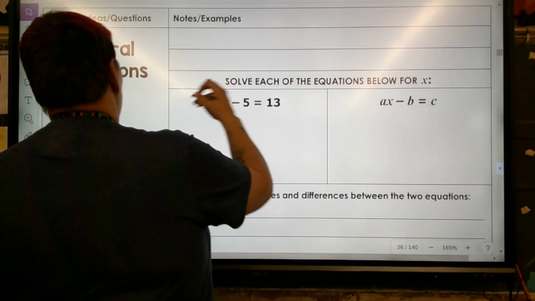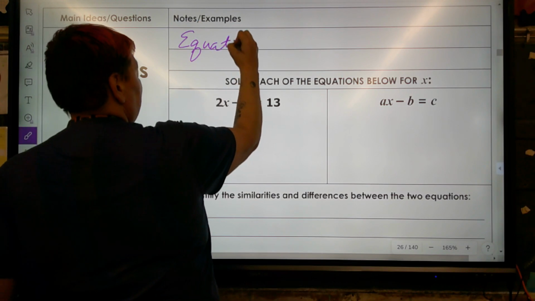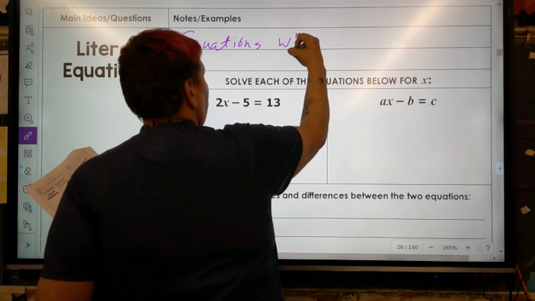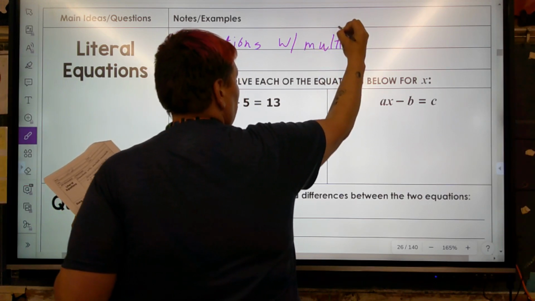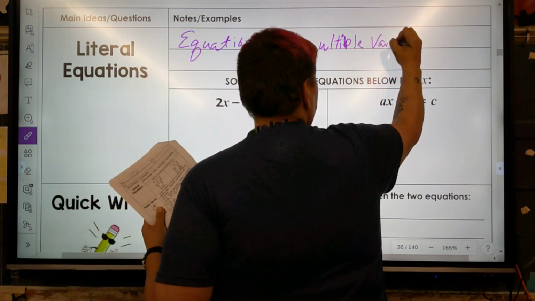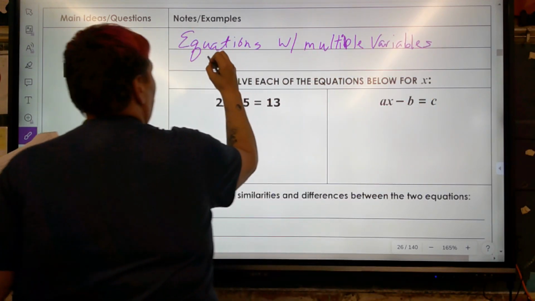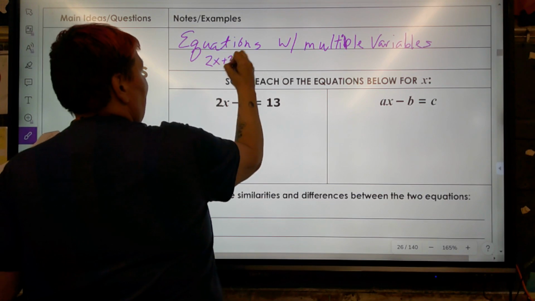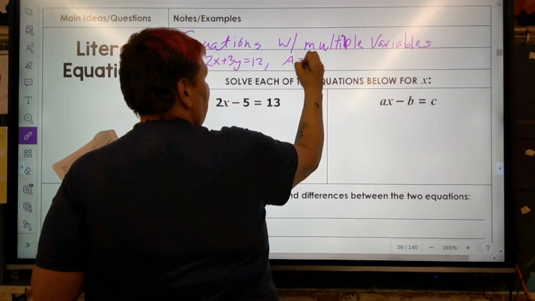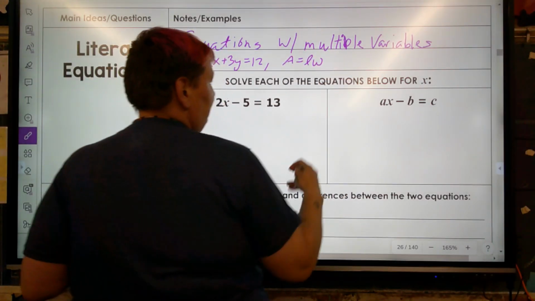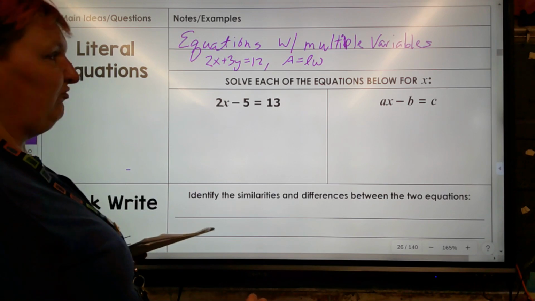Literal equations are equations with multiple variables. All right, so for example, if you have 2x plus 3y equals 12, or if you have area equals length times width, multiple variables, right? It's going to tell you which one it wants you to solve for.